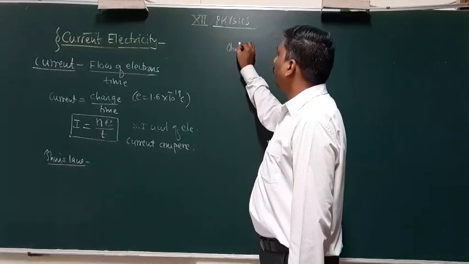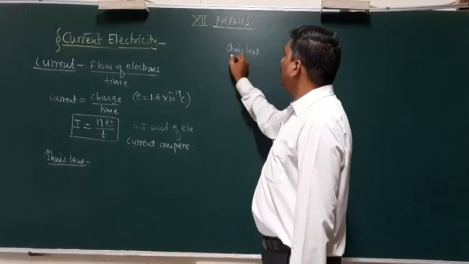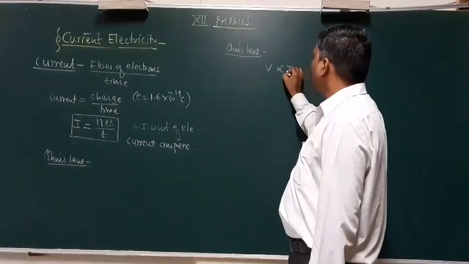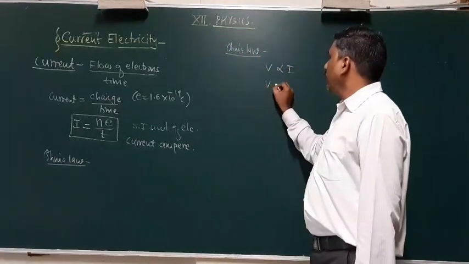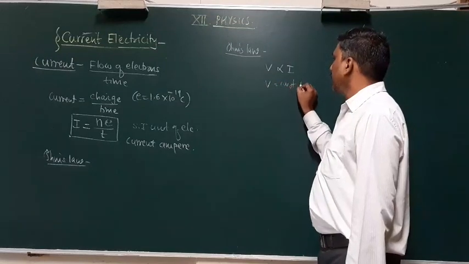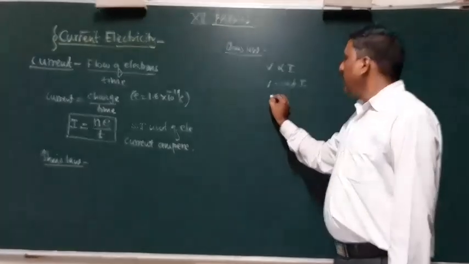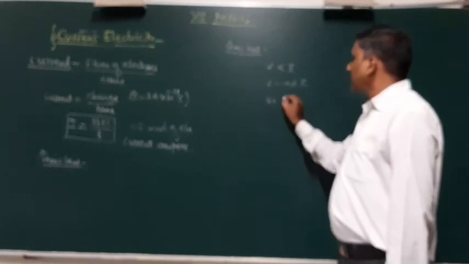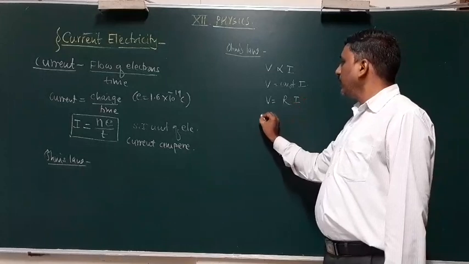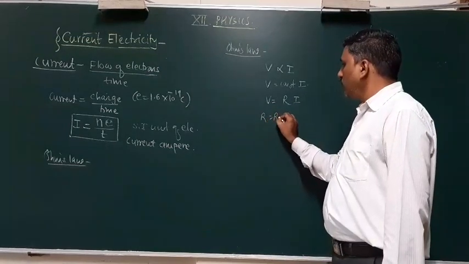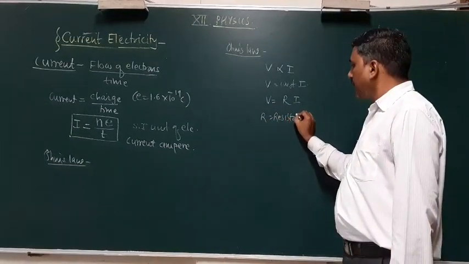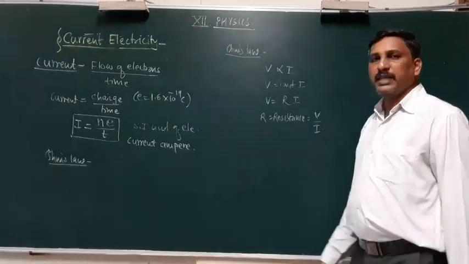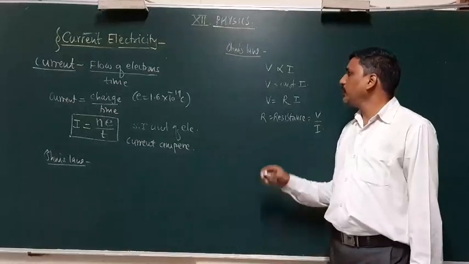Now Ohm's law. The mathematical form of Ohm's law is very simple. That is, V is proportional to I. V equals some constant multiplied by I. This constant is R, so V equals R multiplied by I, and R, the resistance, equals V divided by I. So the mathematical form of Ohm's law is very simple.